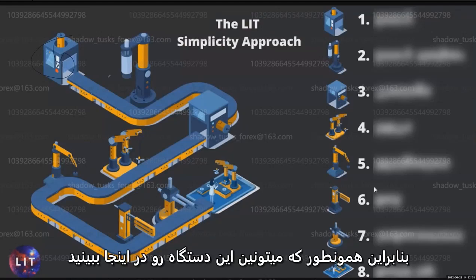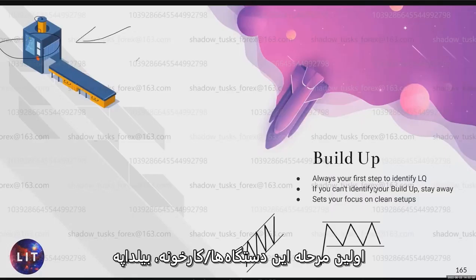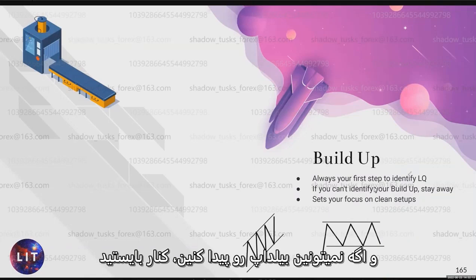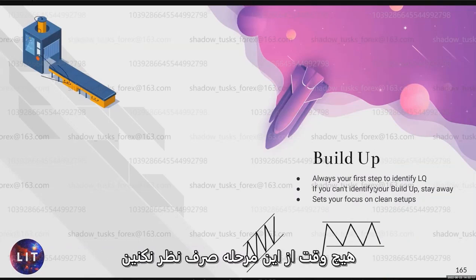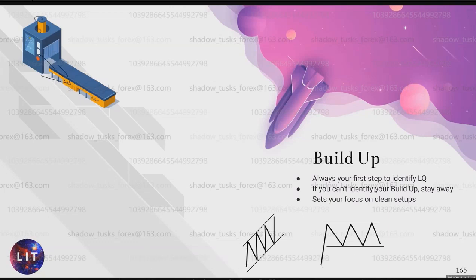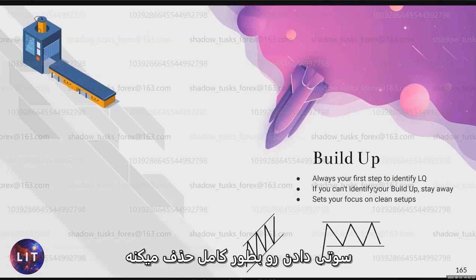Okay, so as you can see, this machine in here, if you go to the next slide, is right here. The first step of the machinery, the factory, is the build-up. And if you can't find the build-up, stay away. It's easy as that. There will be no package coming out of that. You don't skip this part ever. Then of course, it sets your focus on a clean setup. It eliminates making stuff up completely.